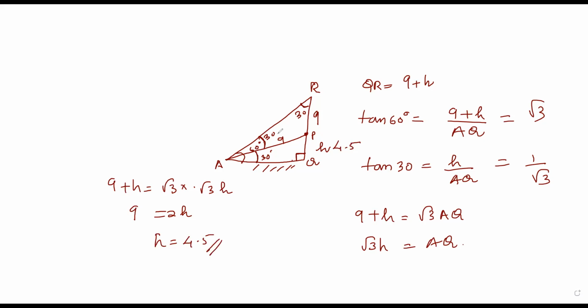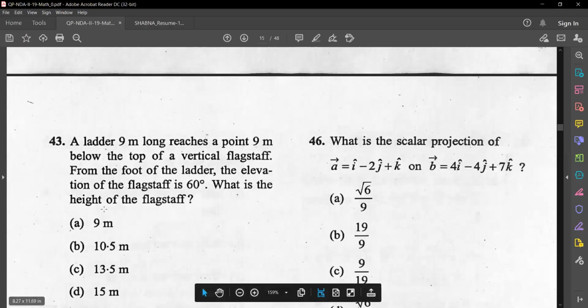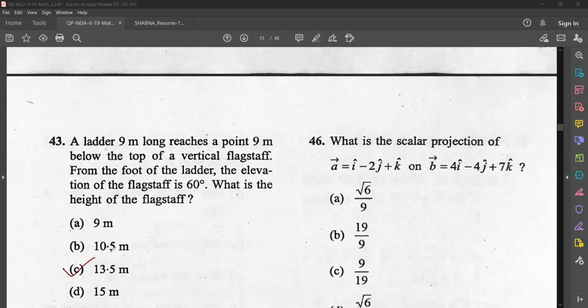Now, what is the question? You have to find the height of this flag staff, that is QR. So 9 plus 4.5. So the answer is 13.5 meters. The thing you have to identify is the angle, which is 30 degree. For that you have to use the property of triangle. Okay, so coming back to the question paper. So the answer is 13.5. Okay, next question.